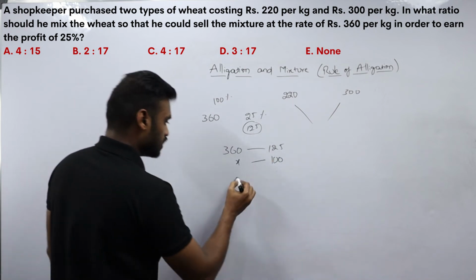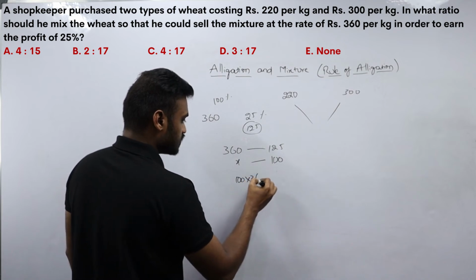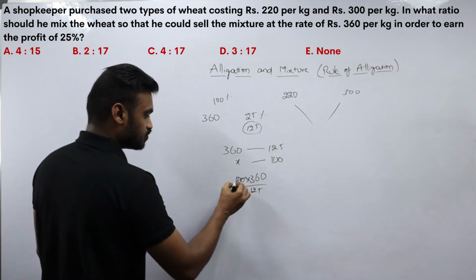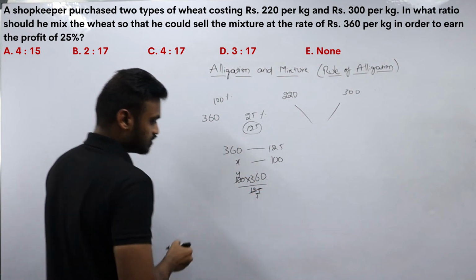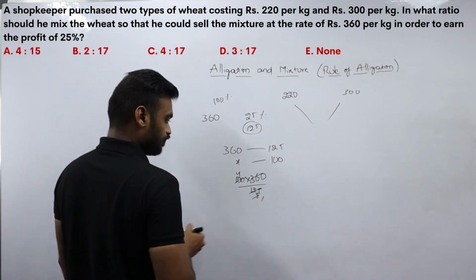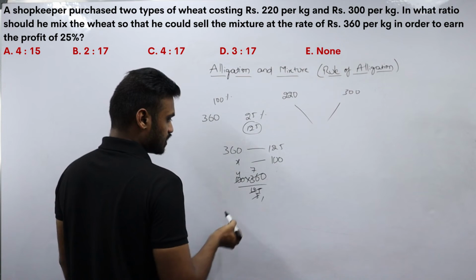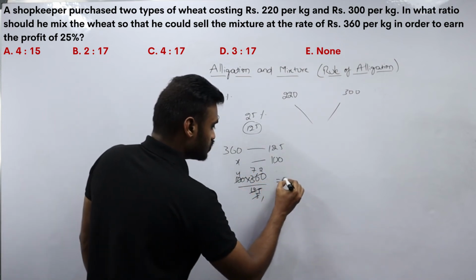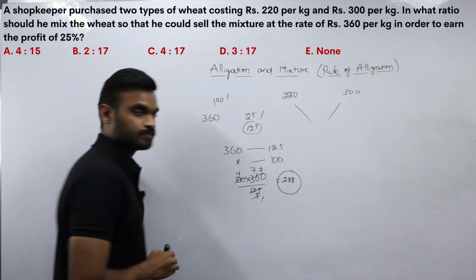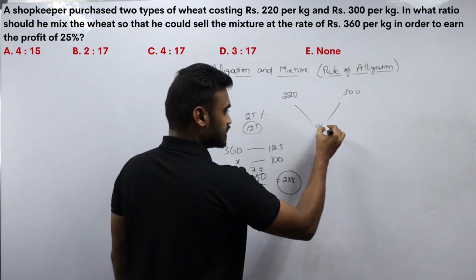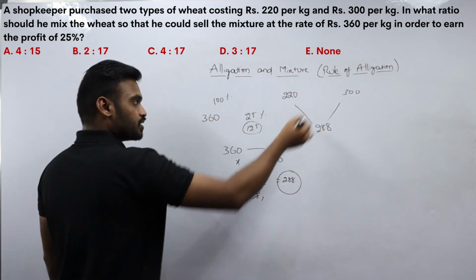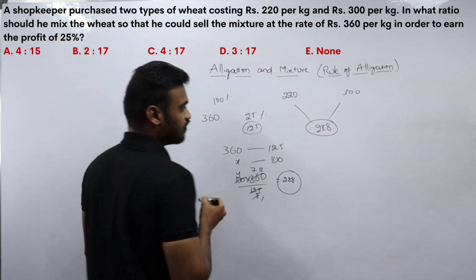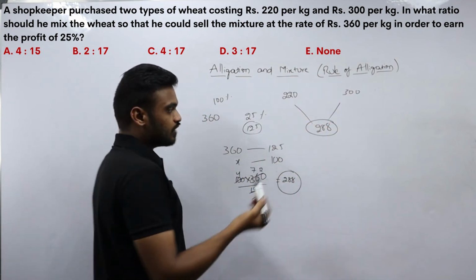So 100% will be 100 into 360 by 125. If I cancel this, I will get 25 fours are 100 and 25 fives are 125. So 5 ones are 5 and 5 sevens are 35, and there will be 1 here and 5 twos. So 7 into 4 is 28, and 2 fours are 8, that is 288, the mean price. Now 288 is the mean price, so these two wheats need to be mixed such that the resultant value is 288. So what is the ratio?